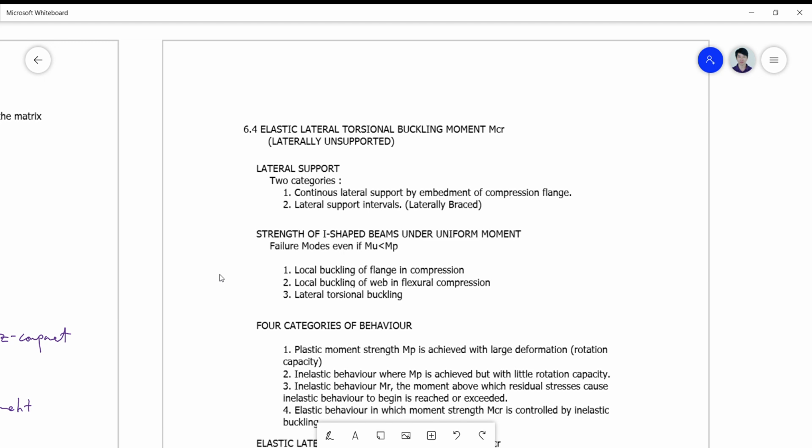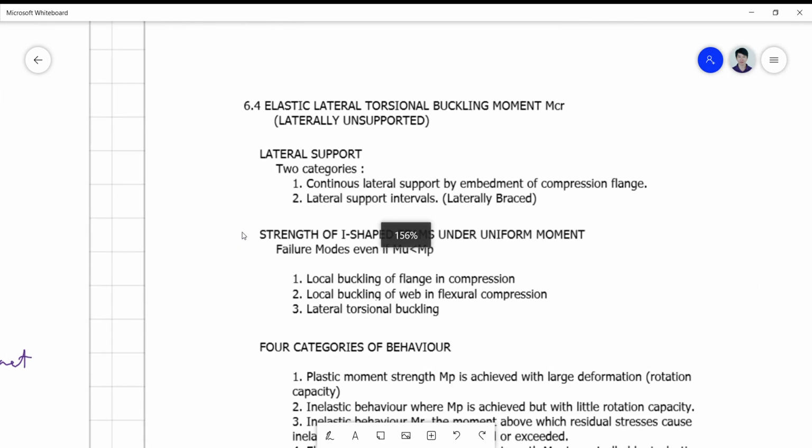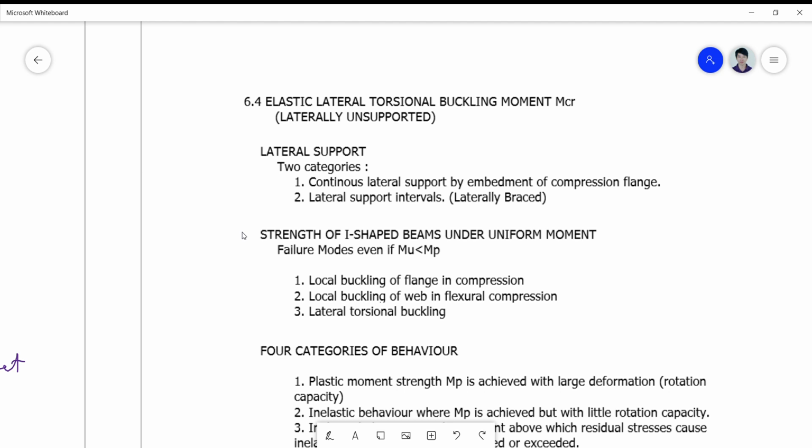So for this lecture, we will be discussing the elastic lateral torsional buckling moment MCR for laterally unsupported beams. As discussed earlier, we have two lateral support categories. The first one is the continuous lateral support by embedment of the compression flange, which is normally done by pouring a slab on the floor system of a beam-column frame.